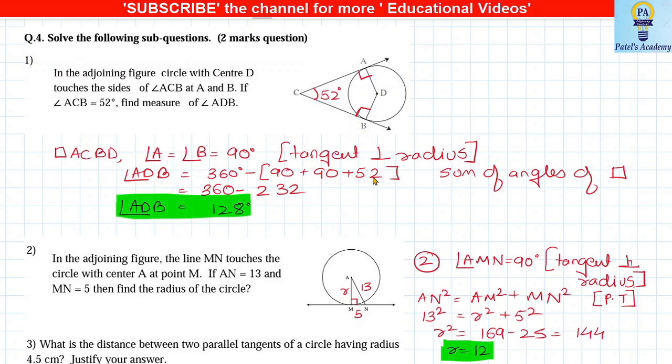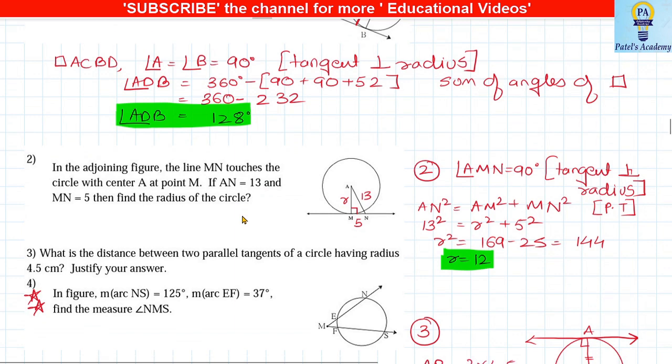360 minus the sum of all other angles, so we get the answer as 128 degrees. This sum can also come as an MCQ. Okay, let's see the second one.